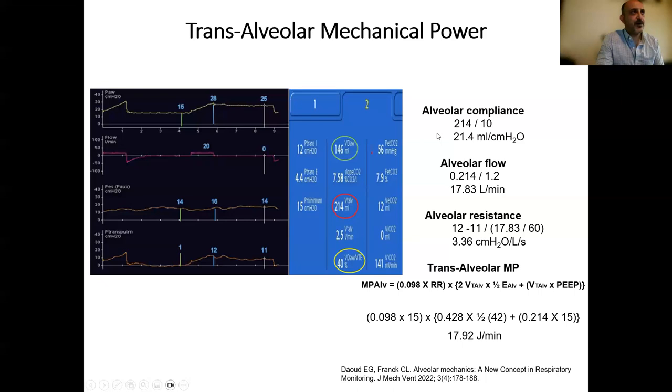How about transalveolar mechanical power? This is a recent study that we actually published a couple of months ago. Basically, again, with the use of an esophageal balloon, but instead of measuring the total tidal volume going to the patient, now we use capnometry to calculate the dead space and remove that dead space from the total tidal volume to get the alveolar tidal volume. By this, we can get alveolar compliance, alveolar flow, alveolar resistance, and calculate the transalveolar mechanical power. So these are the stress and the strain going into the alveoli, not the chest wall, not the resistance of the upper airways.